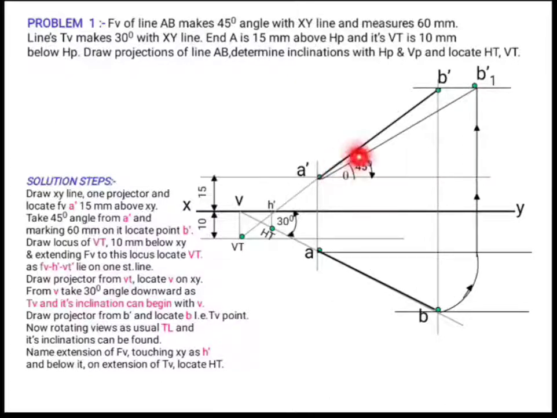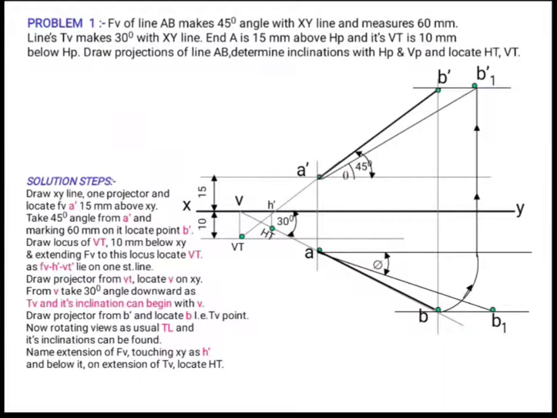Now we have the true length dimension. Take this dimension in your compass, A as center, cut an arc on this locus line of B, and you will get the inclination of the true length dimension, that is, angle phi will be obtained from here.